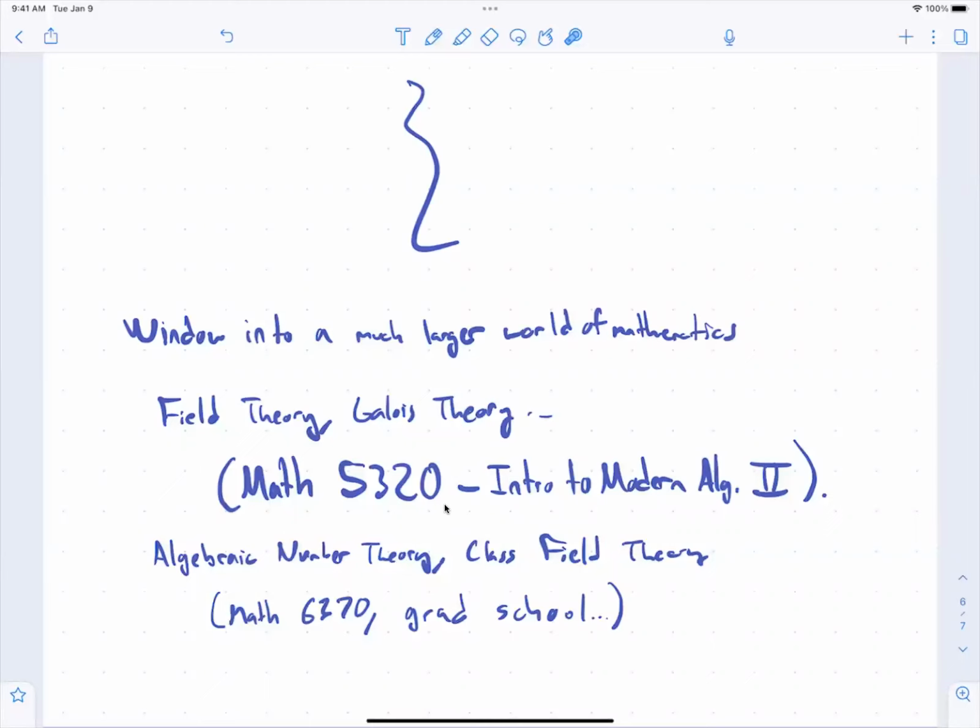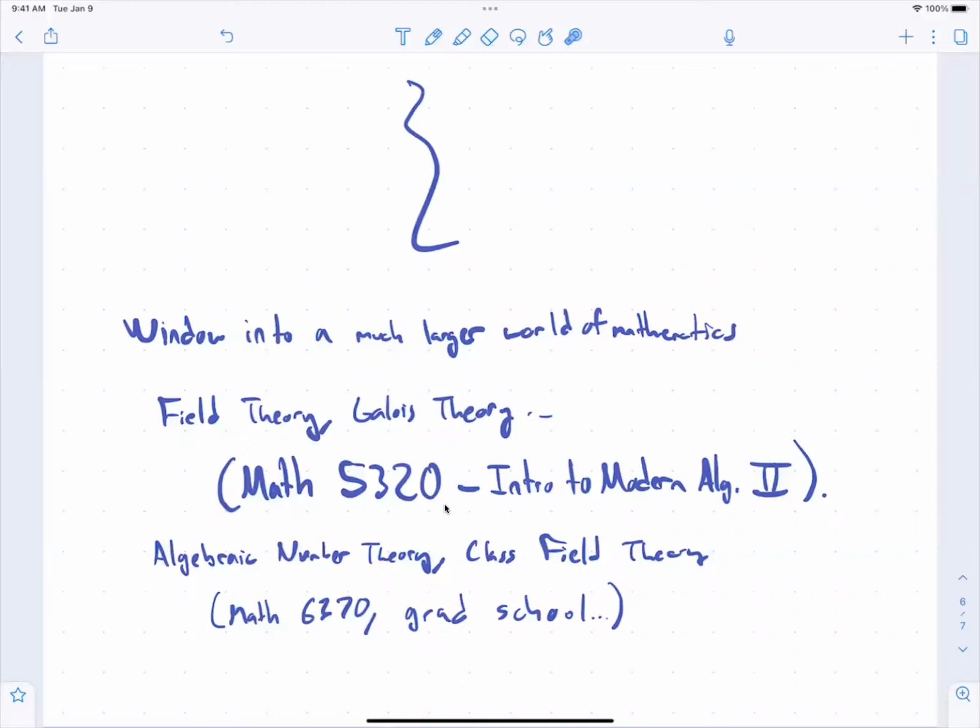But if you really want to understand what was going on there, how to generalize it, maybe to larger powers, and to get a concrete understanding of all of the mathematics and structure that's going into it, you need a subject called algebraic number theory, and an even deeper subject called class field theory. These are the kinds of things you would learn in Math 6370, which is a graduate number theory class, and even beyond that in grad school.